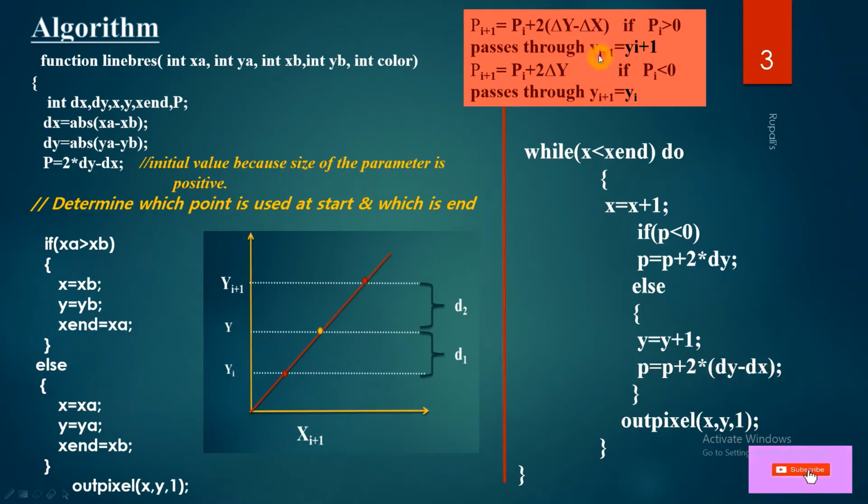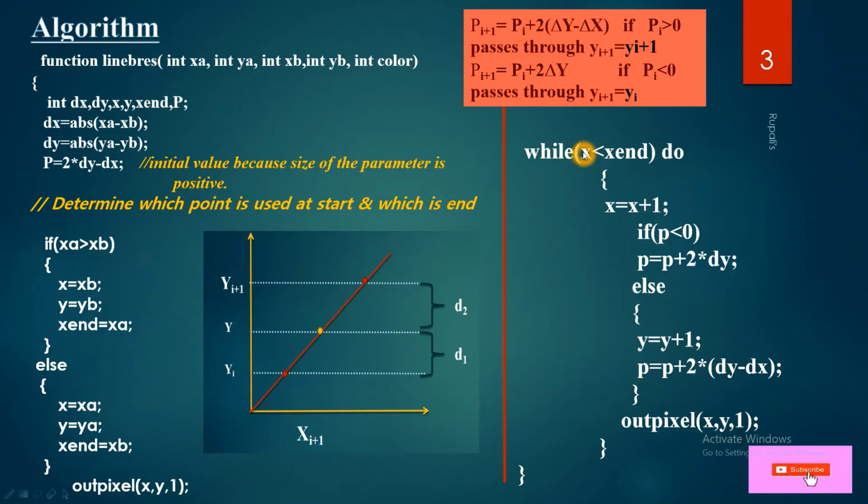But here the line passes through yi plus 1, so you have to increase the y coordinate also by 1. So y equals y plus 1. Now plot the pixel at each x value. So put pixel x, y, color. Each time you increase the x coordinate by 1 and plot the pixel x, y, 1.